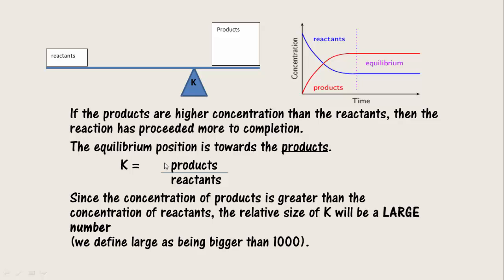If the products is a big number and the reactants is a small number, big number divided by small number, pretty easy, big number. And of course we define large as being any number bigger than 1,000. We do this to take into account the differences in stoichiometry of different reactants. So large K means lots of products, not many reactants.